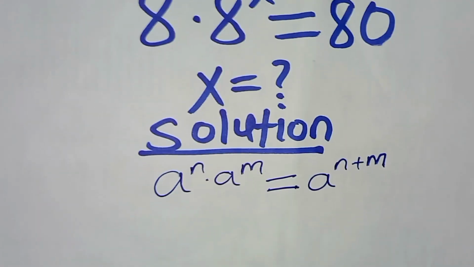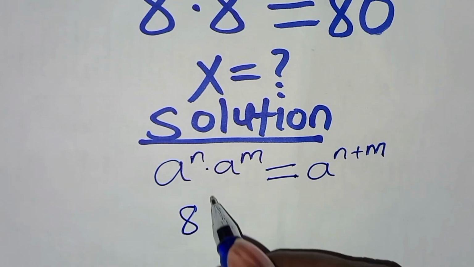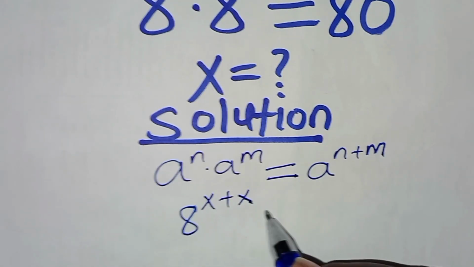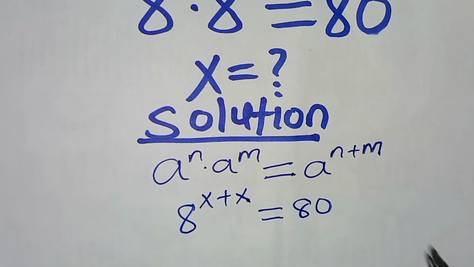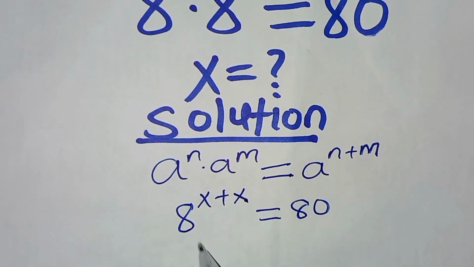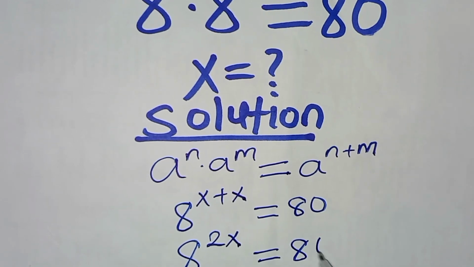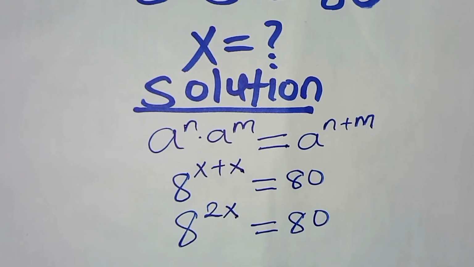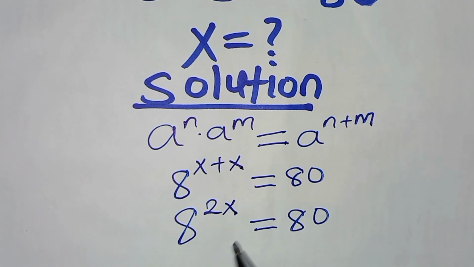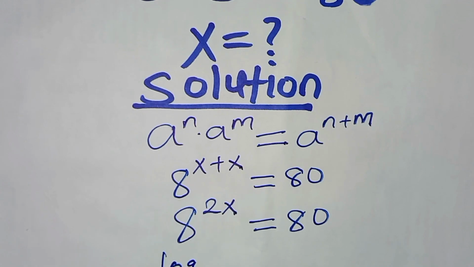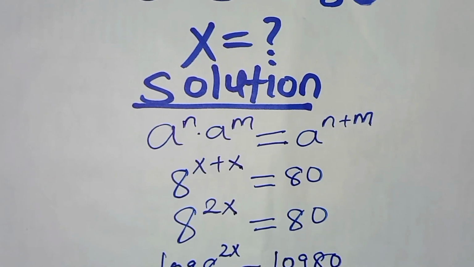Now, applying this property, we'll have 8 to the power x plus x, which is equal to 80. So we'll have 8 to the power x plus x, which is 2x, equal to 80. So now to solve for the value of x here, we introduce the natural logarithm on both sides, so that we'll have log 8 to the power 2x equal to log 80.